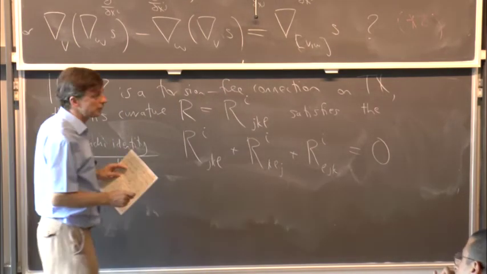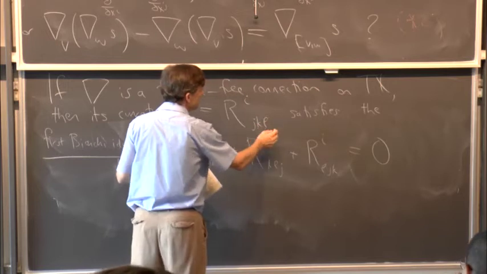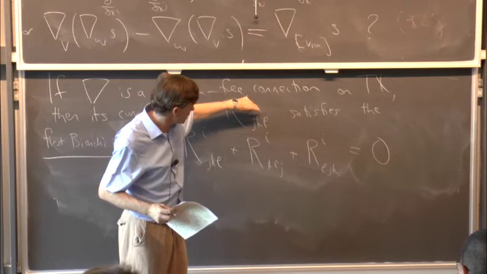It's also true that, for any curvature, it's anti-symmetric in the last two. So R^i_jkl is minus R^i_jlk.